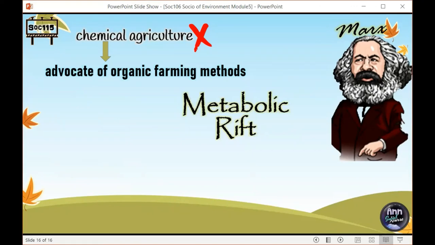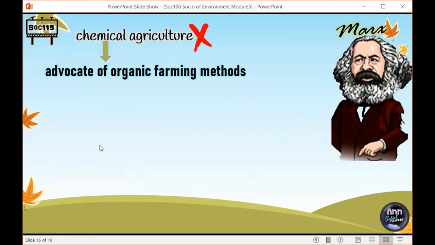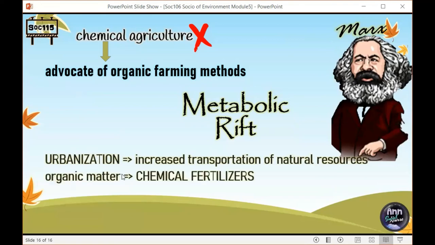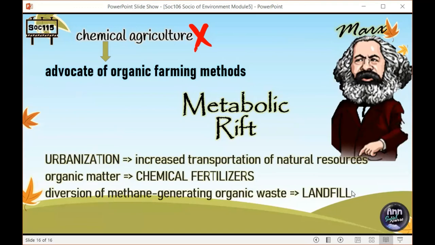Furthermore, it provides a portal through which contemporary sociological analysts might better understand the metabolic relation between humans and nature. Metabolic rift can lead to increases in greenhouse gas emissions. Three ways this occurs are specified here. The increased transportation of natural resources necessitated by urbanization. And there is the replacement of organic matter by chemical fertilizers. And the diversion of methane-generating organic waste to landfill rather than back into the soil.